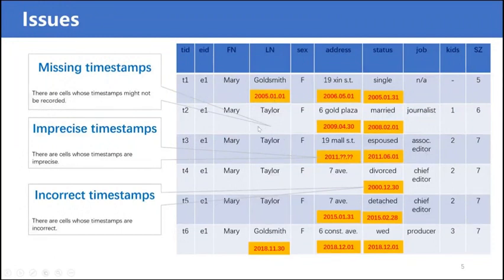The first issue is that there are some cells whose timestamps may not be recorded, which we call the missing timestamps. We can see this yellow region. This timestamp only records the years, but their months and days are missing. So we call this the imprecise timestamps. The final issue is incorrect timestamps. You can see that in this cell, the year is 2000, which is inconsistent with the timestamps of other values in the same attribute. So we can deduce that this timestamp is inaccurate.